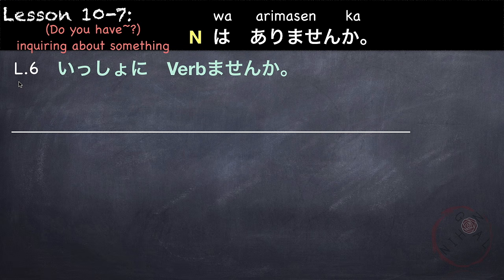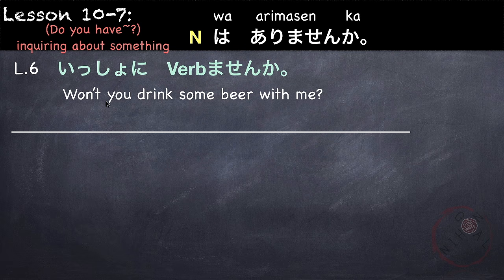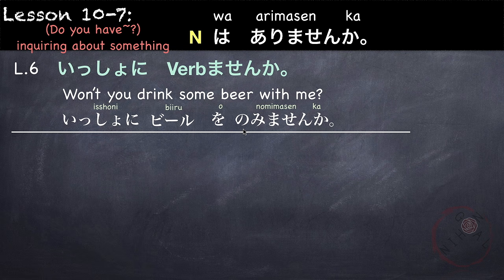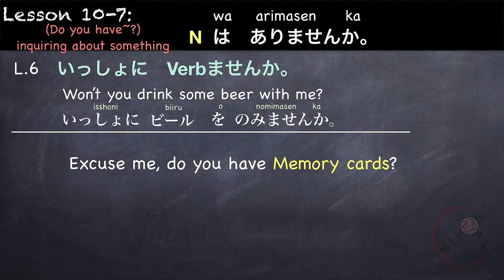So this is just like the phrase we've learned in lesson 6, which is 一緒に verb masen ka, won't you do something with me? For example, won't you drink some beer with me? 一緒にビールを飲みませんか?